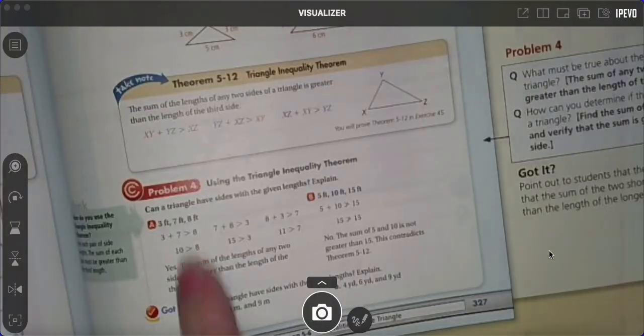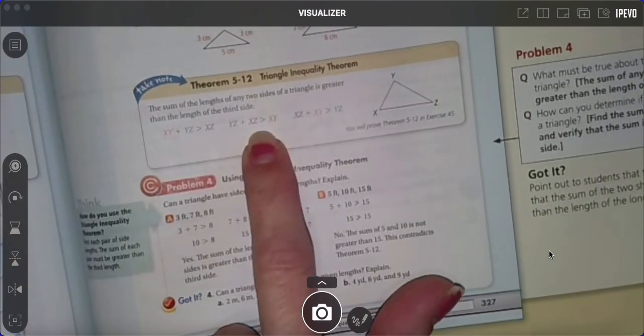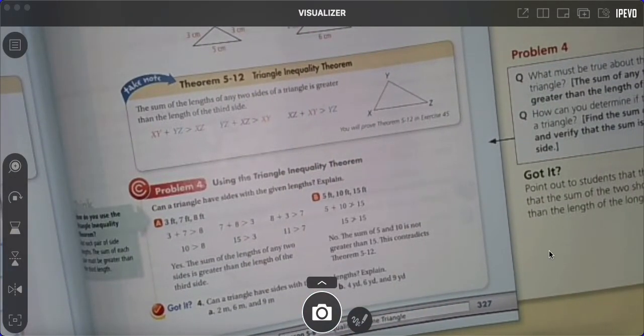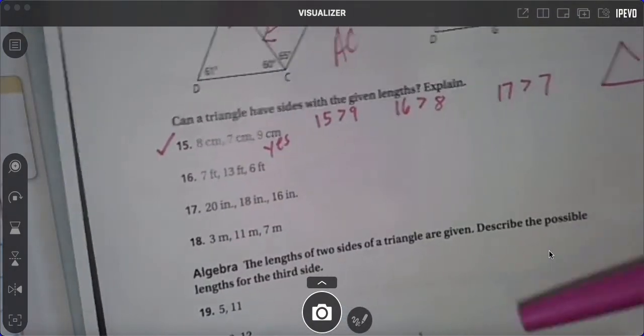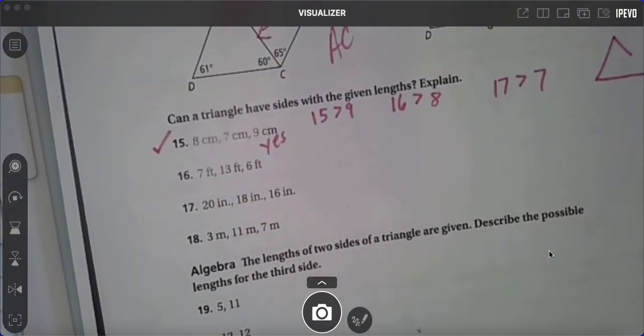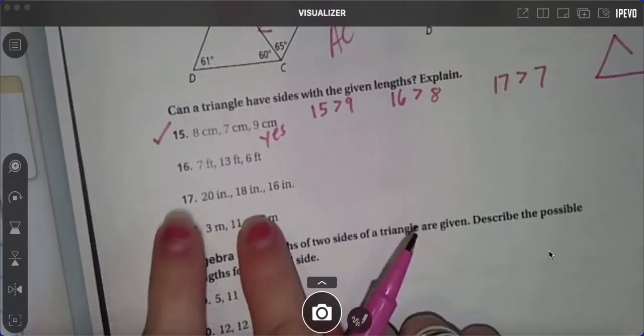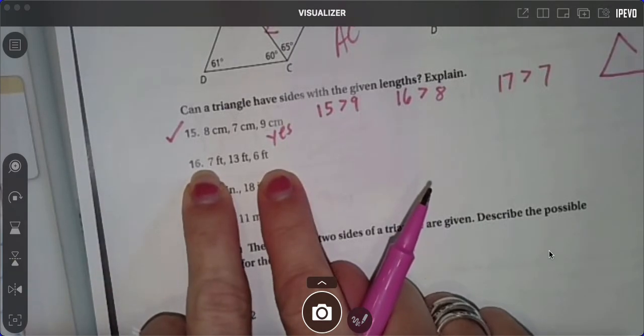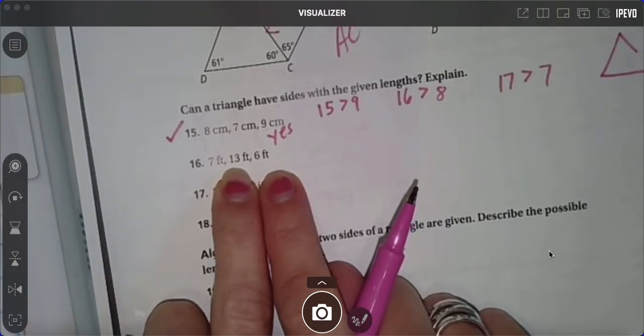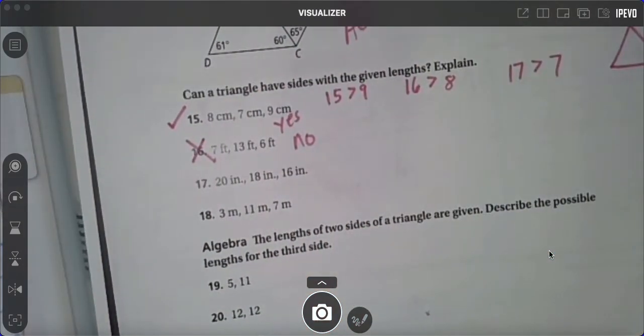It cannot equal. What's our rule right here say? It has to be bigger than. Okay? So, 7 plus 6. Even if just one of them doesn't work, then you've proved it wrong. It's no. And that's what he's saying. He said, well, he added 7 and 6, and what does it equal? 13. It wasn't bigger, so no, that one's not going to work.